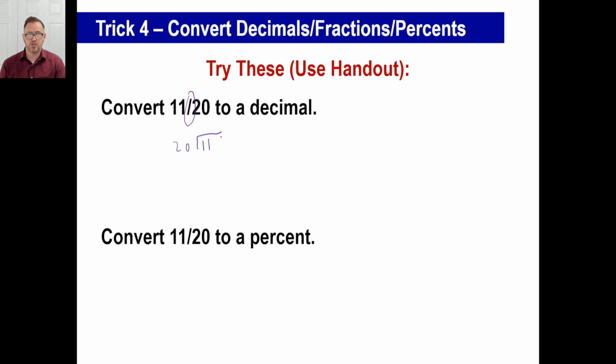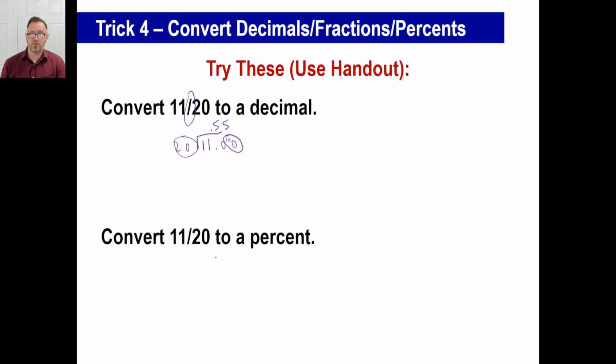Now, let me show you short division. You can write it down if you want to, that's fine, but you don't have to do all this stuff down here. 20 goes into 110 5 times, right? What's left over? 10, right? So you put your 10 right here and connect it to that next number. 20 into 100 is 5, so your answer is 0.55.